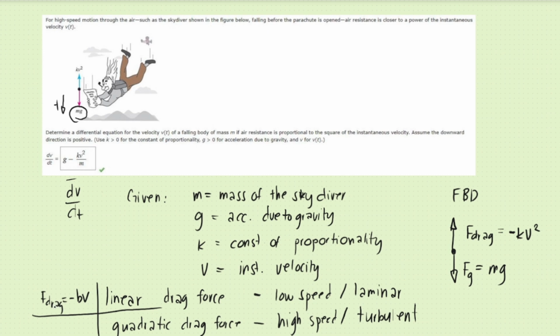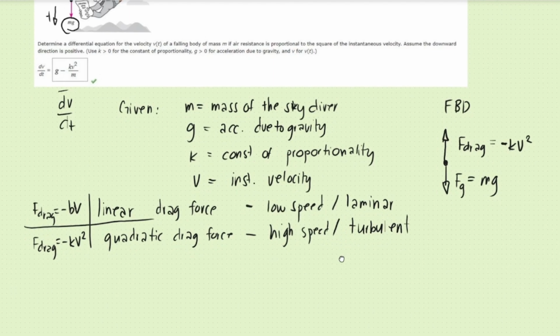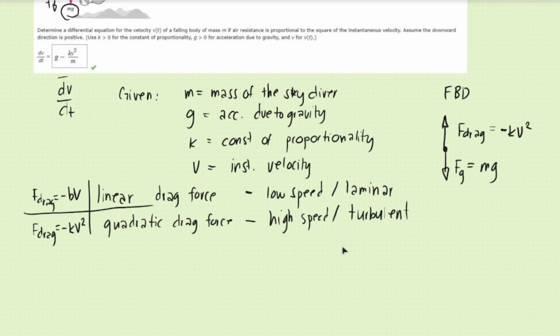That is, so the dragging force is directly proportional to v. But in quadratic drag, that's why it's called quadratic, we use negative kv squared, which is the dragging force, directly proportional to the square of the velocity. So now that you know, we're going to use this dragging force to derive our differential equation.